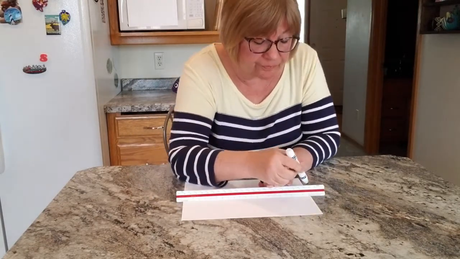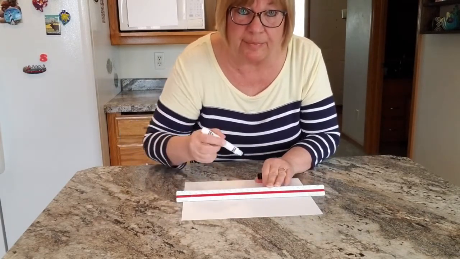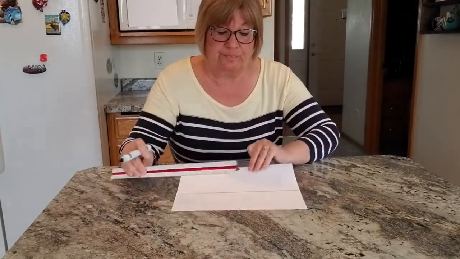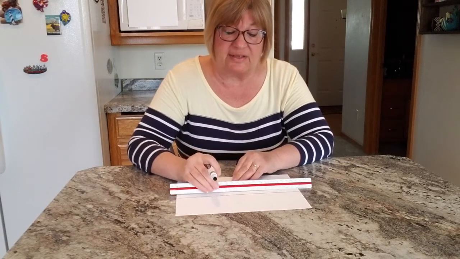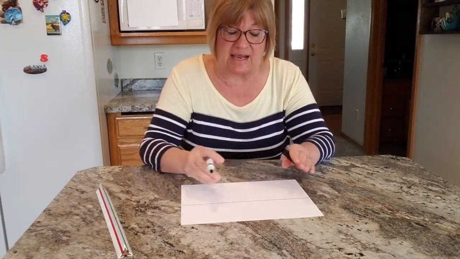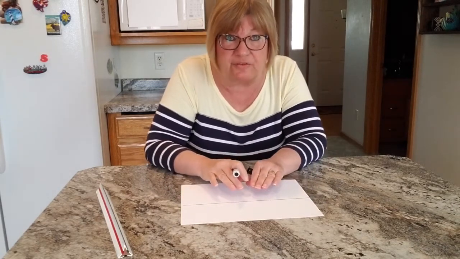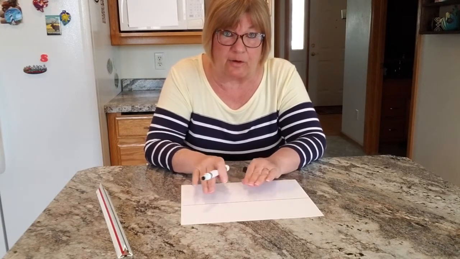So I'll just draw a straight line across my paper, just like that. And that is my horizon line. The next thing I'm going to do is make a dot somewhere on this line. It's easiest if you put it in the middle for beginning, but realize that it can go anywhere.